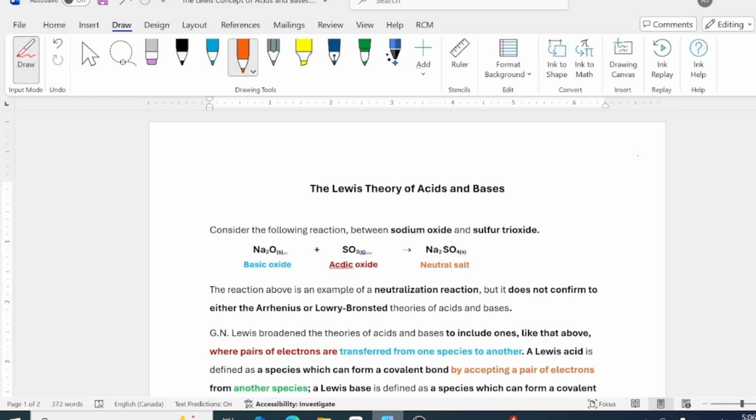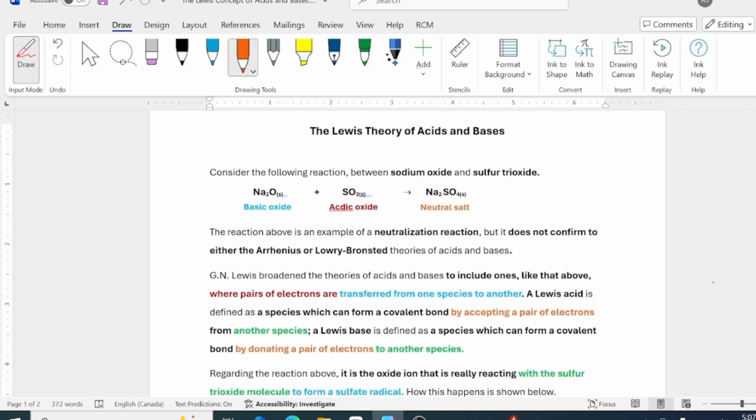A third theory for acids and bases has been proposed by G.N. Lewis, the same scientist that used dots to represent electrons. The reaction between sodium oxide, a basic oxide, and sulfur trioxide, an acidic oxide, to form sodium sulfate, a neutral salt, will be used to establish our understanding of this theory. The reaction above is an example of a neutralization reaction, but it does not conform to either the Arrhenius or Lowry-Bronsted theories of acids and bases.